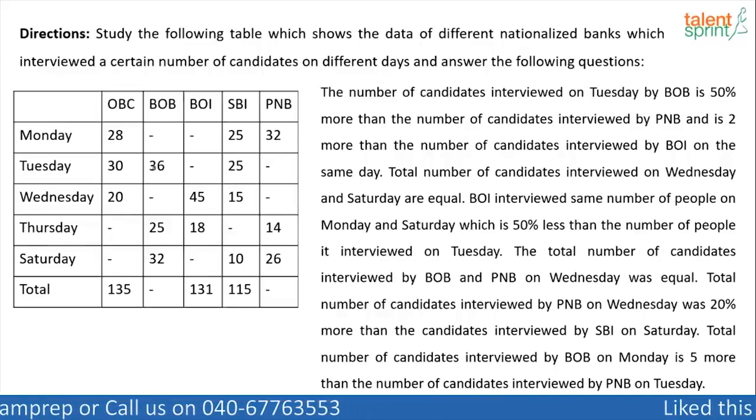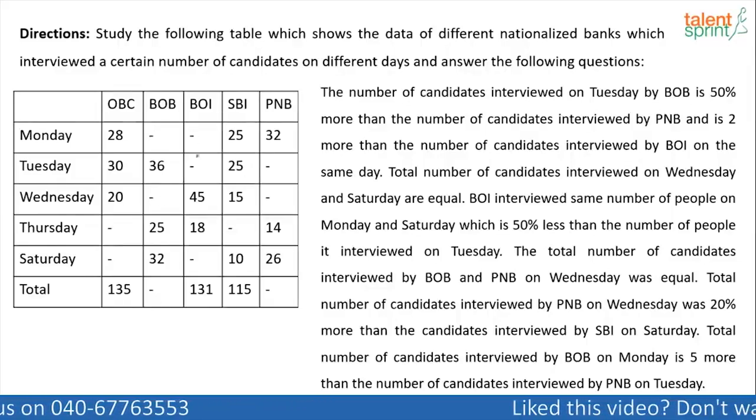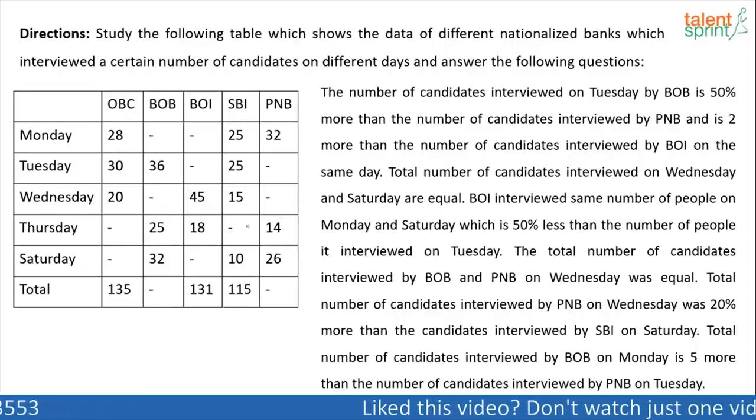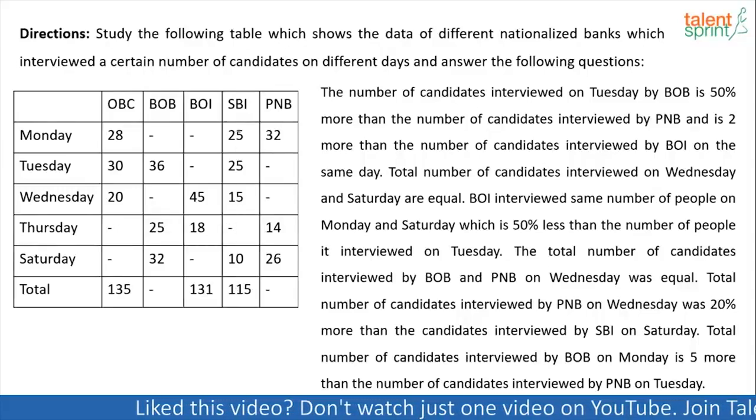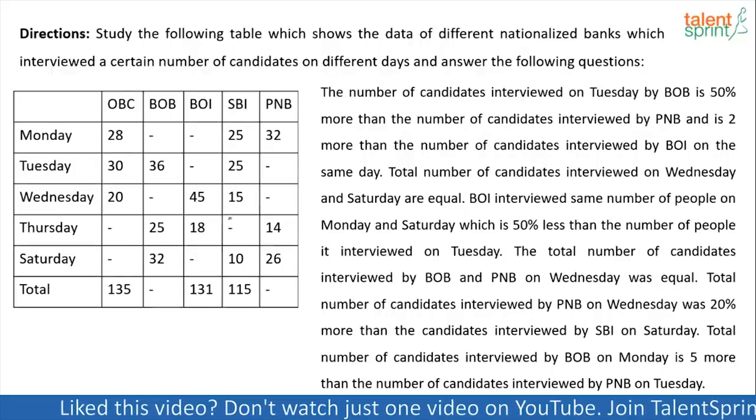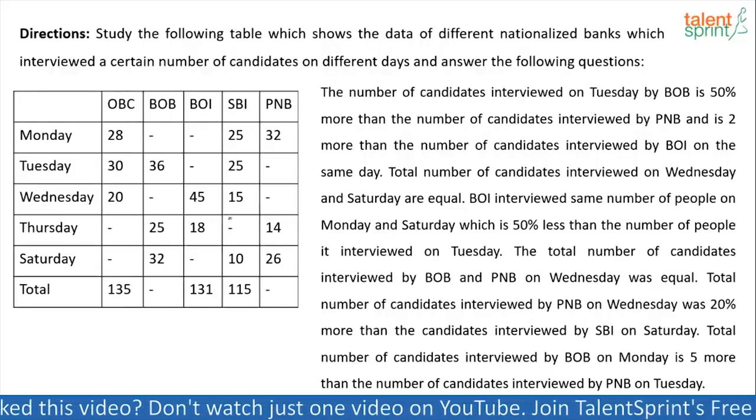The same applies to BOB as well, right? In fact, the total also is not given. The same is the case with BOI. 3 values are missing. However, when you look at SBI, only 1 value is missing here. Everything else is given. So in this particular column, since there is only 1 missing value, we can form the equation and find the answer here, right?